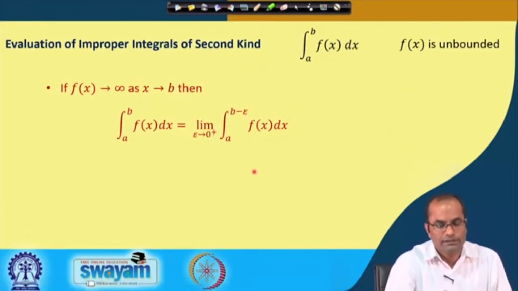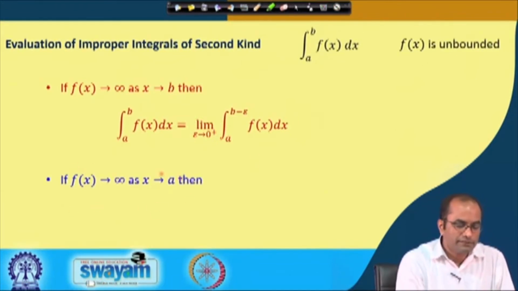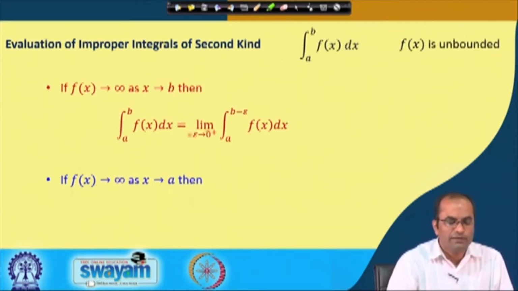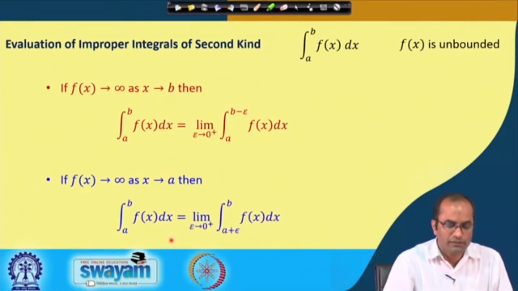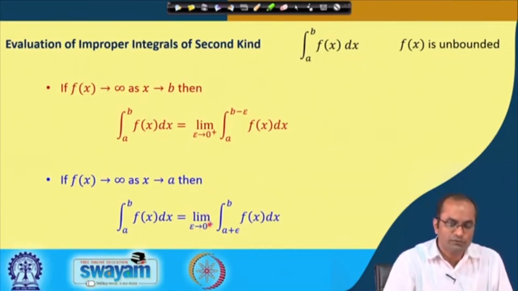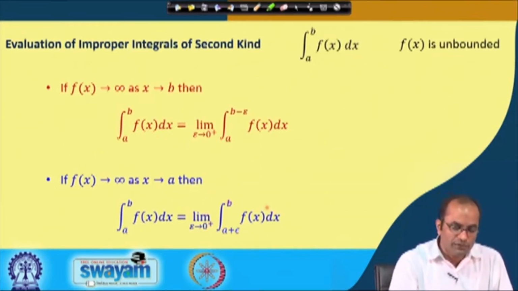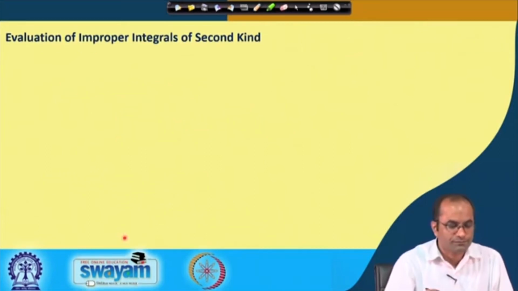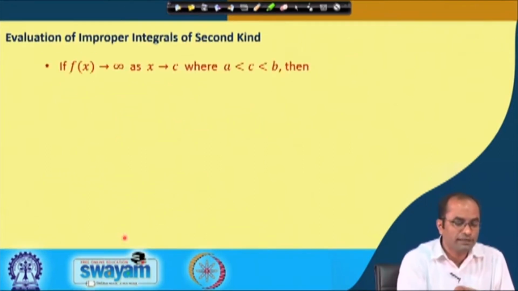In the second case, when f(x) goes to infinity as x goes to a, we will use the same idea, using a plus epsilon. Again, the point a where the problem was in the integral is avoided, and later on we will take epsilon approaching 0 from the positive side to evaluate this improper integral. Next, for the improper integral of the second kind, we consider some other point c in (a, b) where f(x) becomes unbounded.